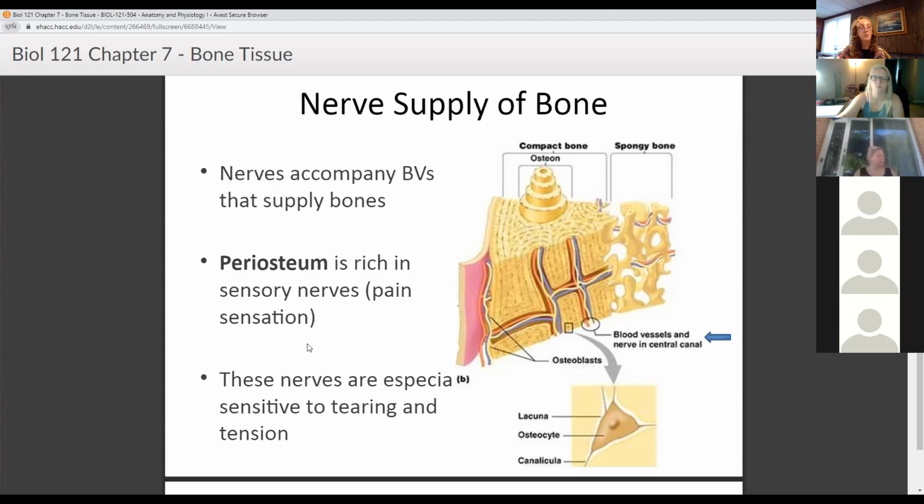I think this is probably where growth pains come from too. Because, remember, this is a dense, irregular connective tissue. And you can tell how tension on that would cause pain as the bones are expanding out or elongating.